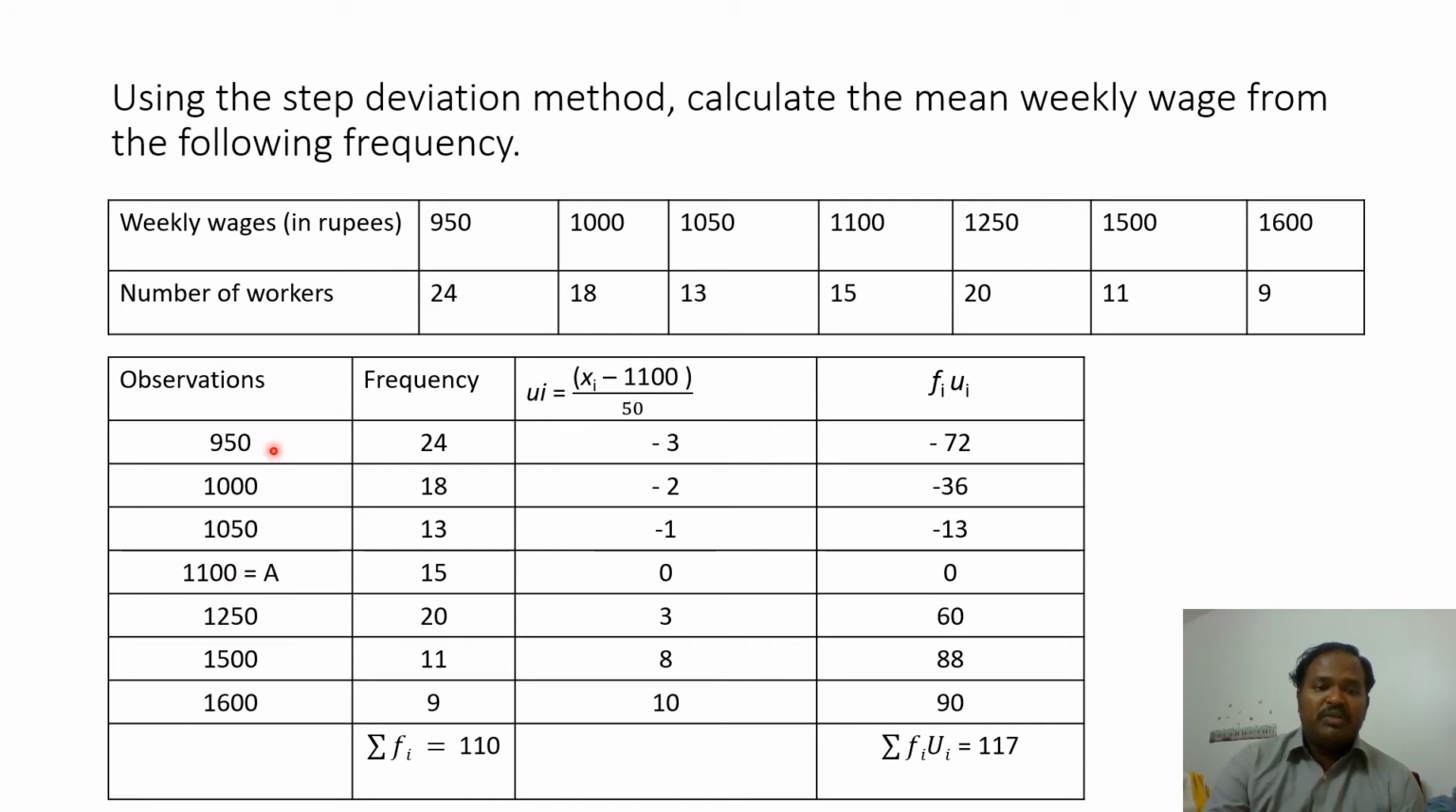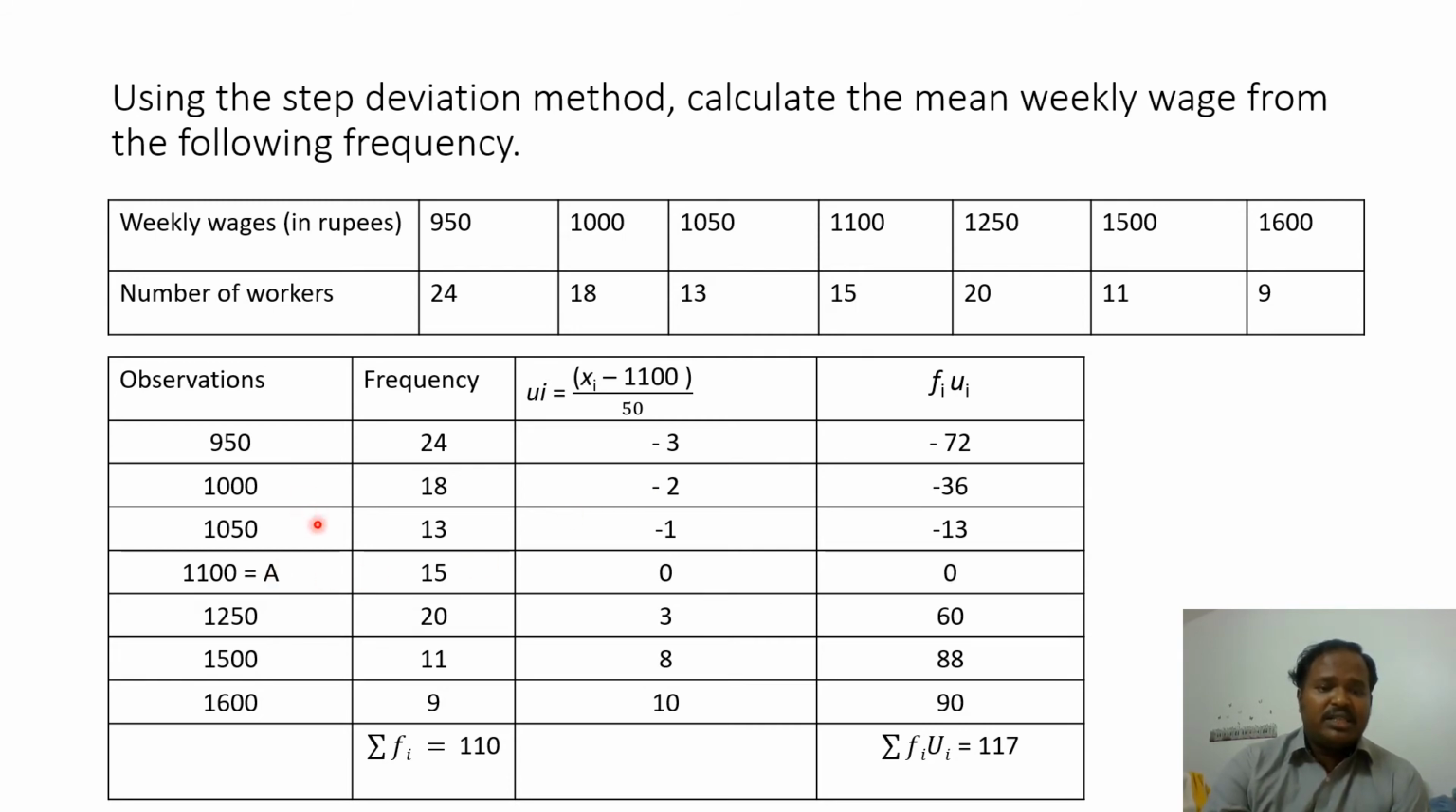The difference between 950 and 1100 is minus 150. So minus 150 divided by 50 is minus 3. Now for one value the deviation is minus 3. Therefore there are 24 frequencies, so 24 times minus 3 would give you minus 72.